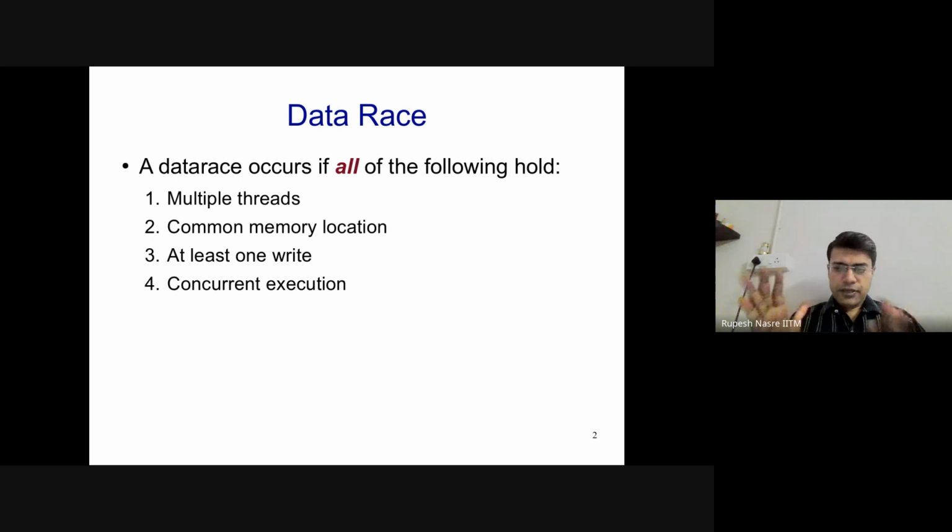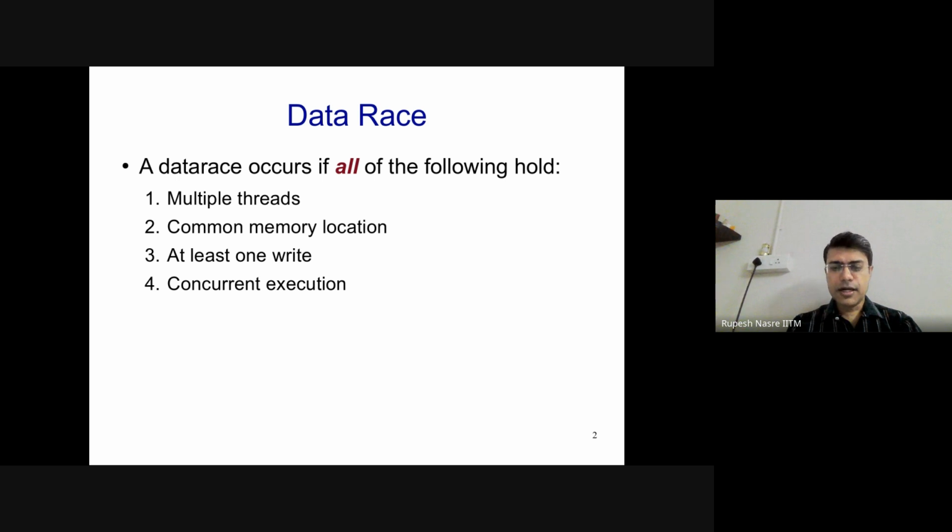So let's first define what is meant by a data race. We say that a data race occurs if all of these conditions hold. There are four such conditions. One is, of course, there should be multiple threads. With a single thread, a data race cannot occur. They all should be processing the same memory location. At least one of them should be a write, which means that all read-only operations do not cause a data race.